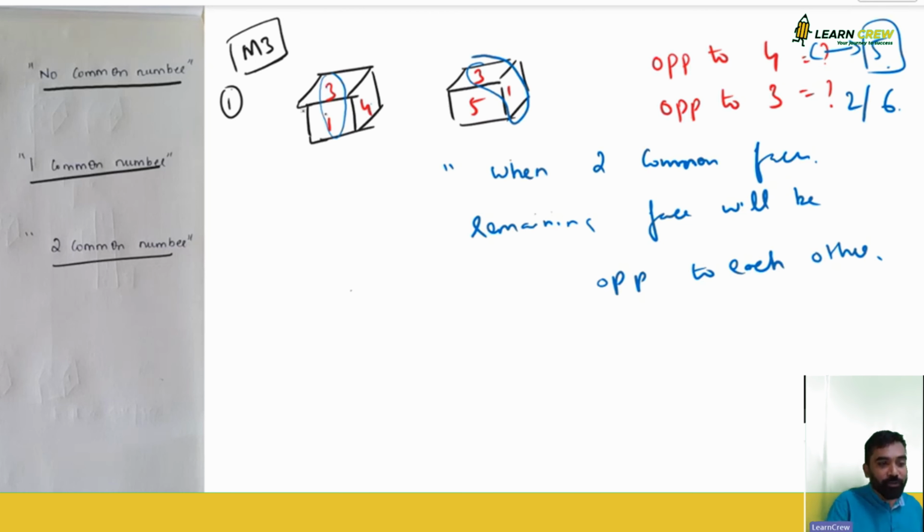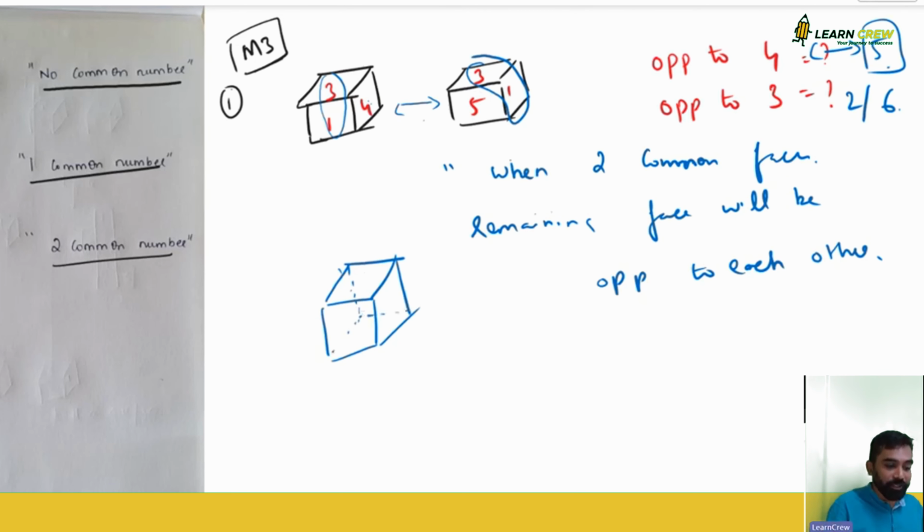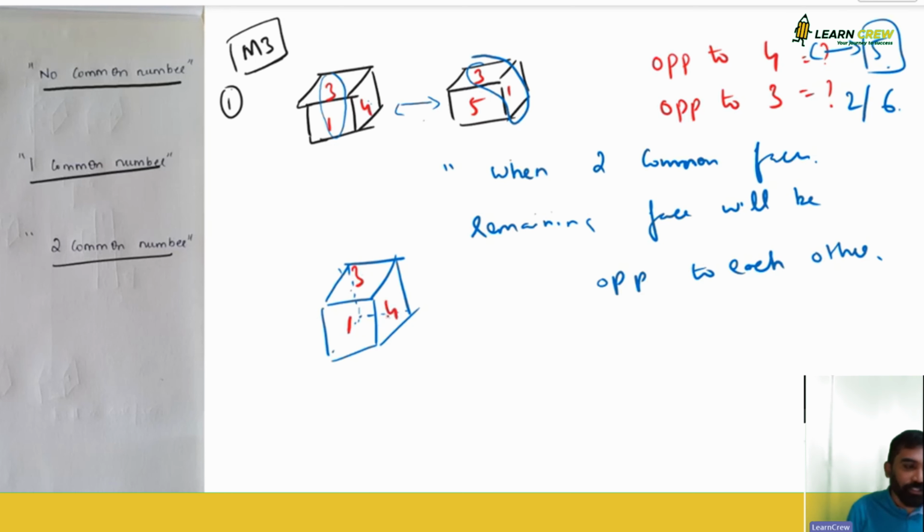Whenever there are two faces in common, all the remaining faces are going to be opposite to each other. For example, if 3 and 1 are common, the remaining faces are 4 in dice 1 and 5 in dice 2. Now these both are going to be opposite to each other. Now you can visualize it this way. Here I'm having number 3. In one dice, this is 3, this is 1 and this is 4. And in the other dice they are given this is 3, this is 5, this is 1.